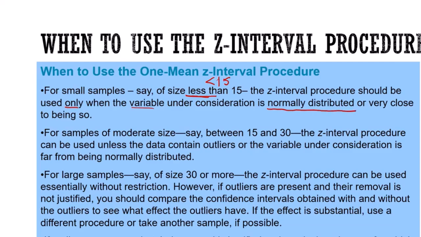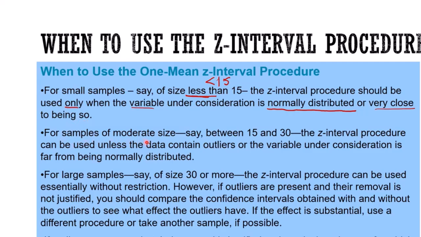So either they have to tell us, if the sample size is small, that the variable is normally distributed. The question should tell us that, or we should know from previous studies that it's normally distributed, or we can go through the process of creating a normal probability plot and decide from there whether the variable is normally distributed or not.